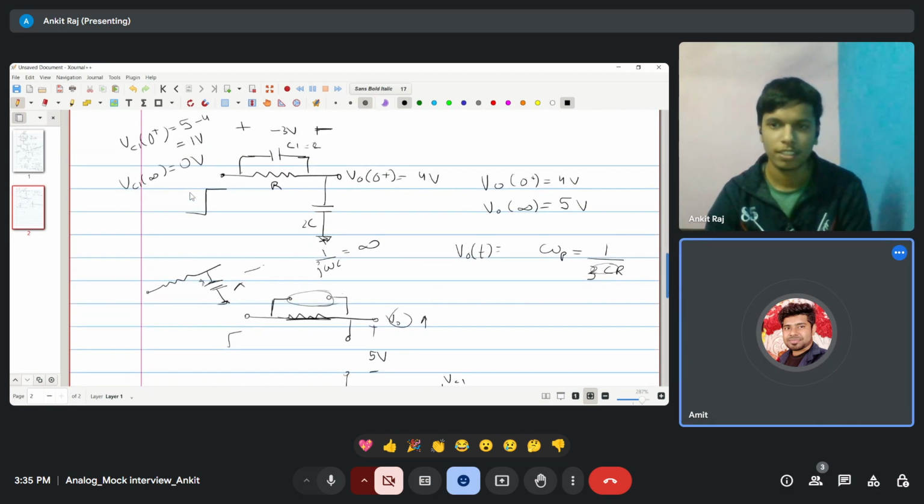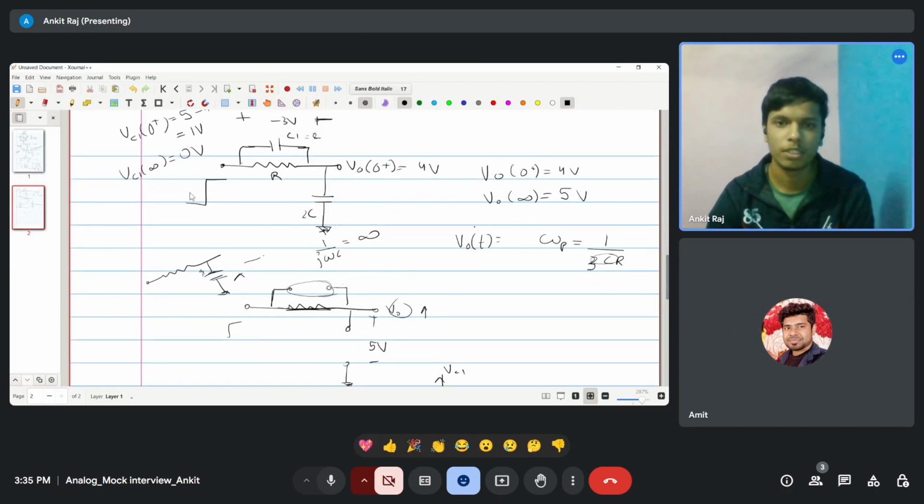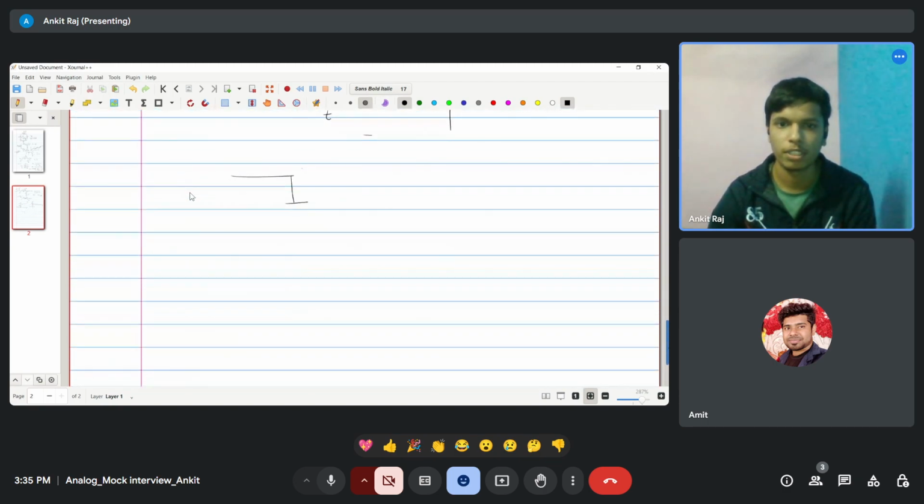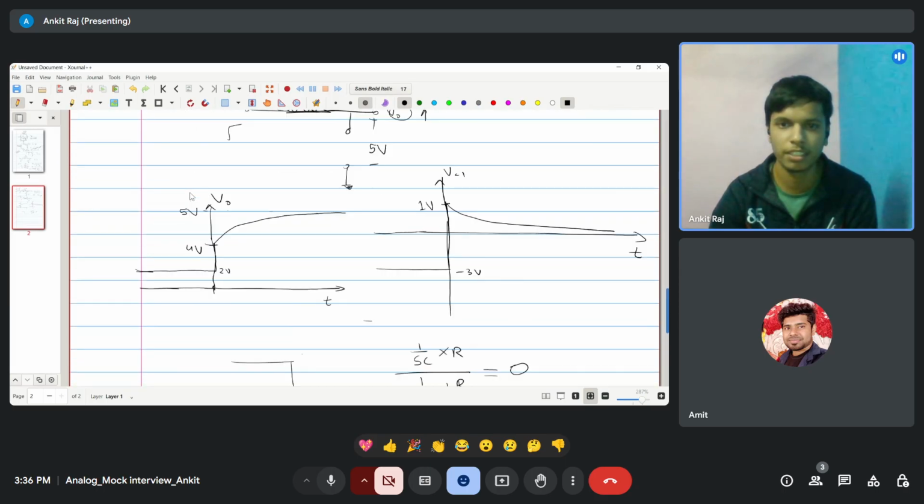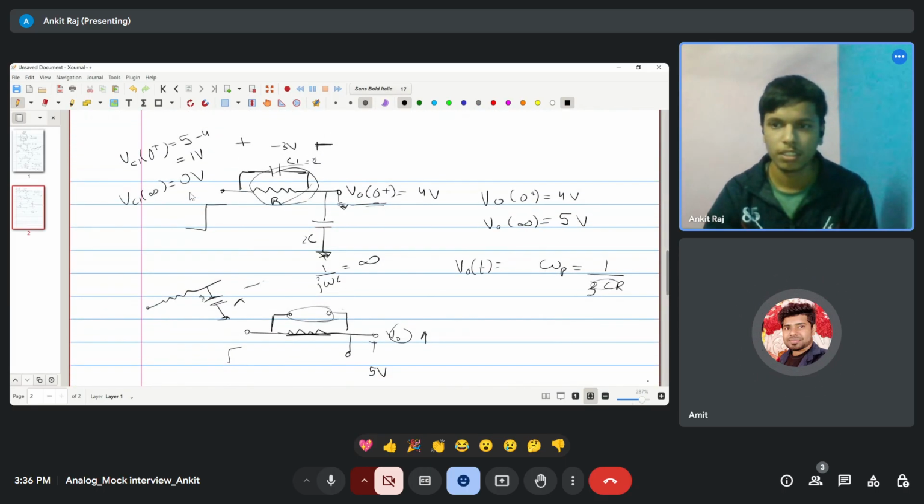Now, is there any zero? For a zero, we want V naught to become zero. If I short circuit V naught to ground, can this equivalent resistance give zero? So the parallel combination, this can give zero, if the equivalent resistance goes to infinity.